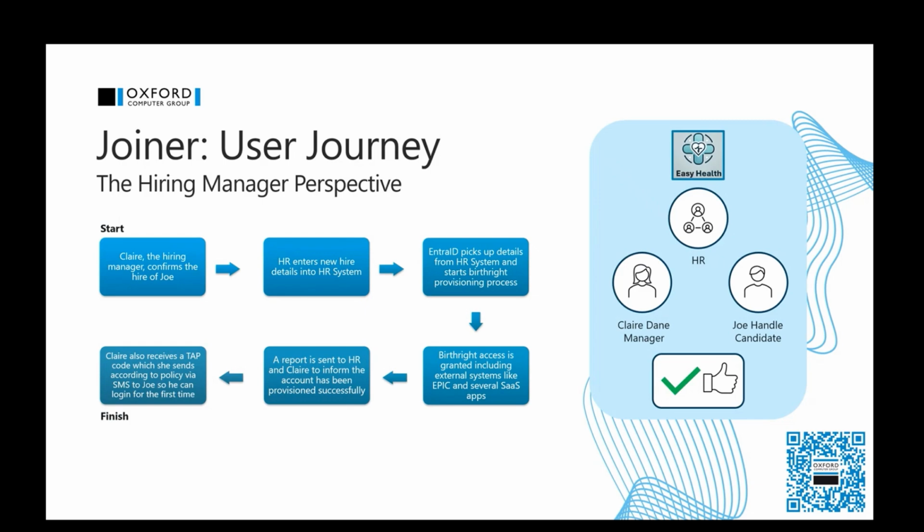SaaS apps as well. So once the birthright access has been provided, a report is sent to Claire, again, the manager, notifying her of the task's completion and that the account access is ready. Claire then also receives a temporary access passcode that she needs to send to Joe via text SMS.